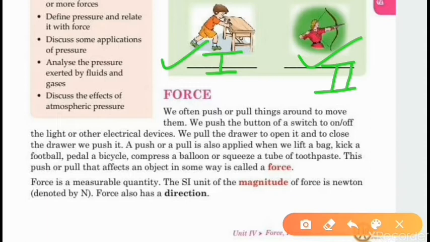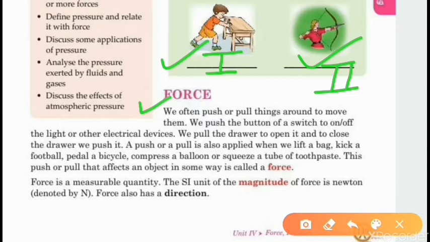Now we will discuss what force actually is. We often push or pull things around to move them. So why do we apply push and pull? To move them from their place to another place. We push the button of a switch to turn on or off the light or other electrical appliances or devices. We pull the drawer.